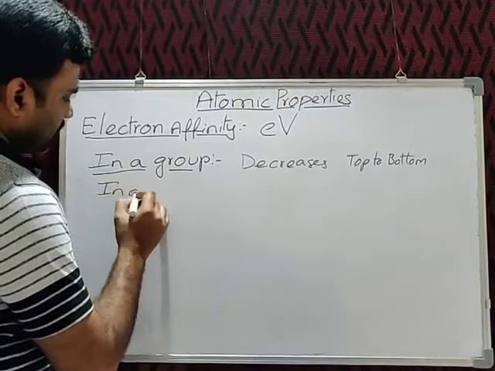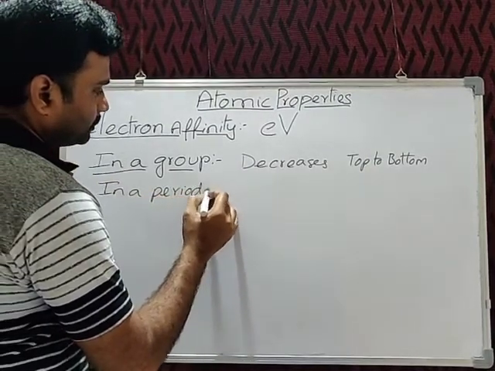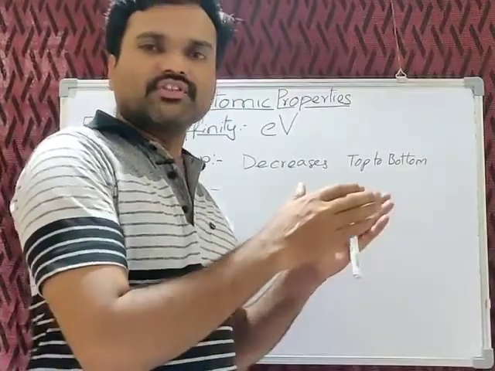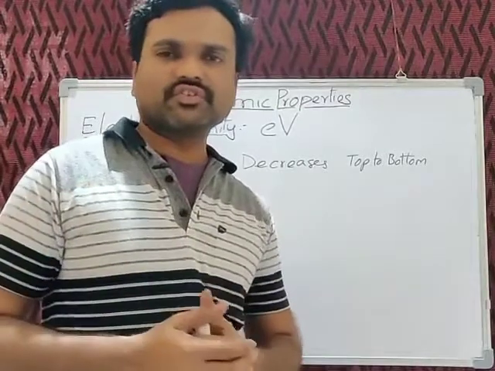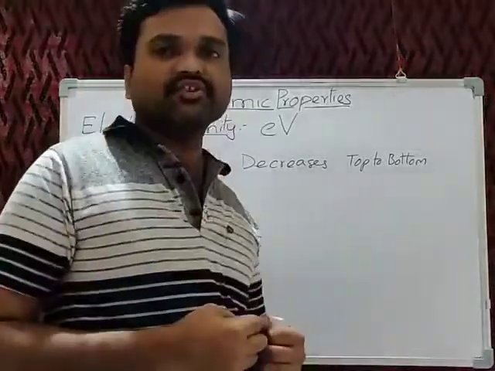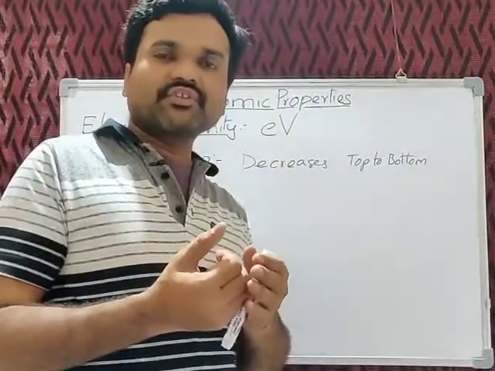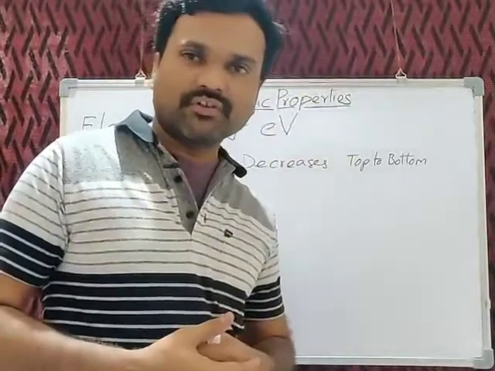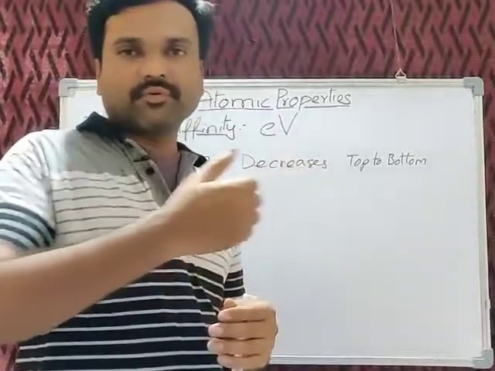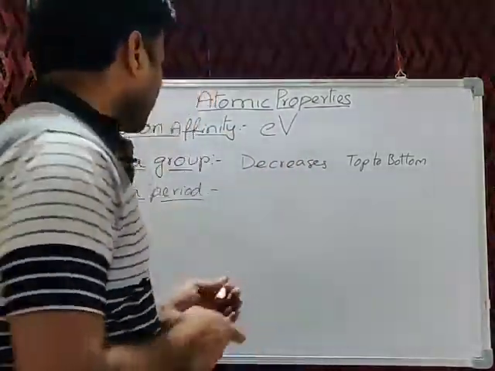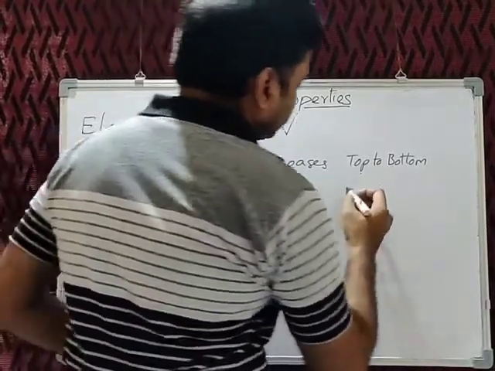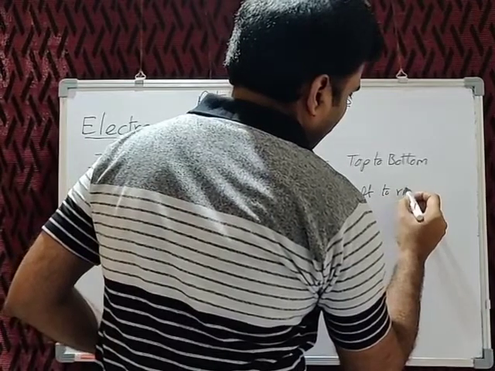Now let us see in a period. In a period, generally the size decreases from left to right as nuclear charge increases, which we have studied already. As size decreases, attracting power increases. As attracting power increases, atoms accept electrons very easily, so they release a large amount of energy in terms of electron affinity. So electron affinity increases from left to right because size decreases. So in a period, electron affinity increases from left to right.